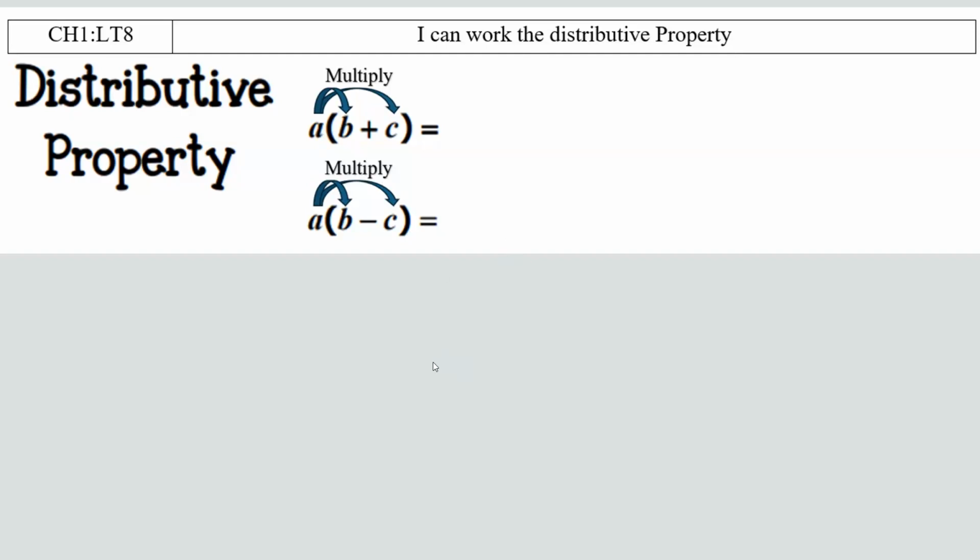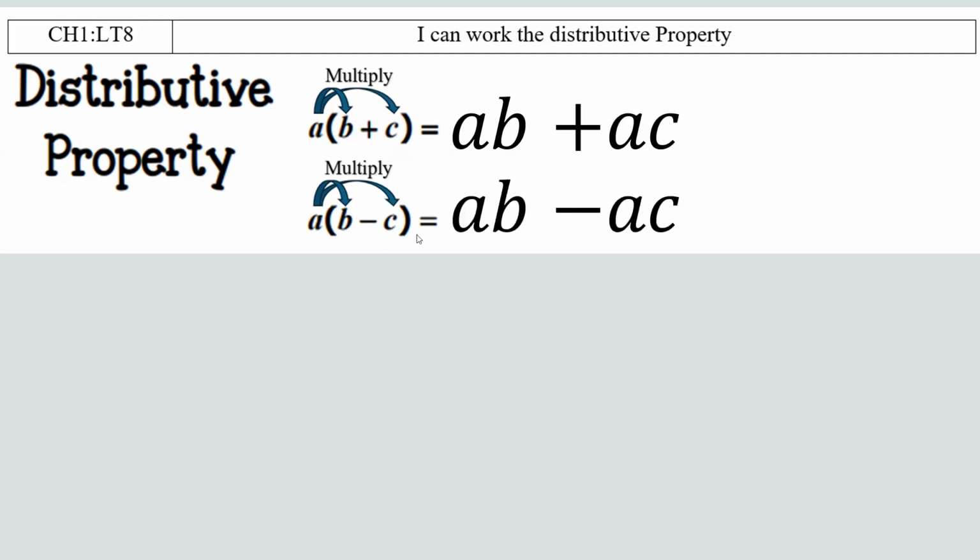So for example, you would do A times B, boom. You do A times C, boom. Plus sign in the middle because there's a plus sign in there. A times B, boom. A times C, boom. Subtraction in the middle because there was a subtraction in the middle. That's not going to change unless you have a negative sign out here. Okay.